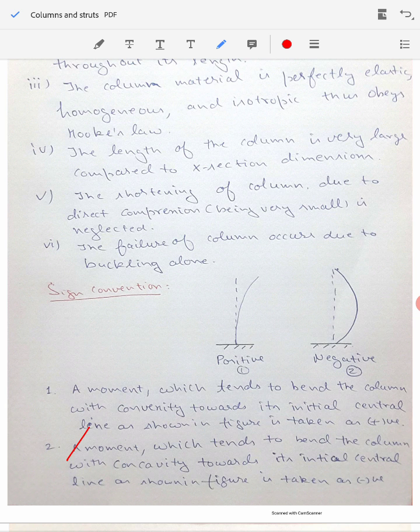And the second is obviously the opposite of that: if the bending moment tends to bend the column with concavity towards its initial center line, as shown in this figure, it will be taken as negative. So we are going to say, okay, this is negative bending moment, this is going to be positive bending moment, whenever the column takes these shapes.